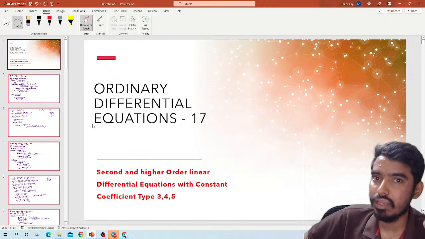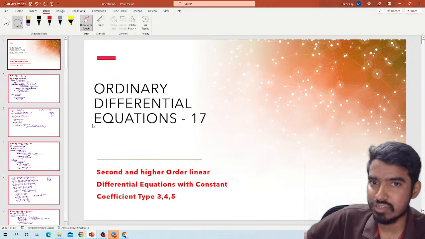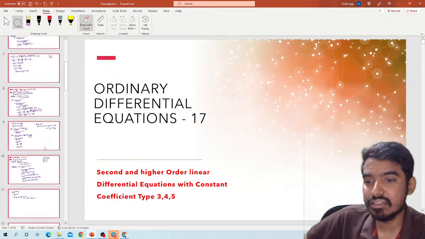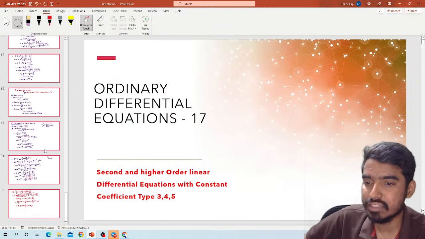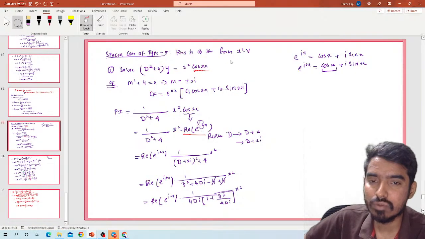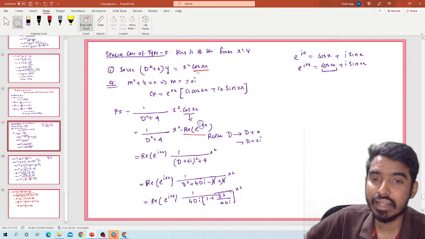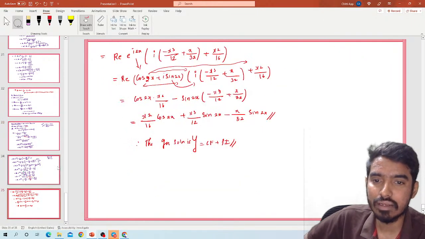If you have x into V, you can also write that as real part of e power ix, or imaginary part of e power ix, if you have cos x or sin x, and so on. And the special case is x square into V. That is the special case we have seen today. If you have x square into V, you write cos 2x as real part of e power i2x, and then proceed as usual.